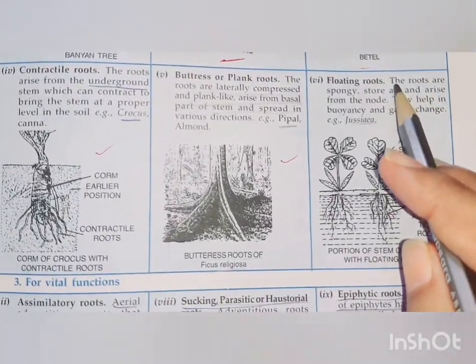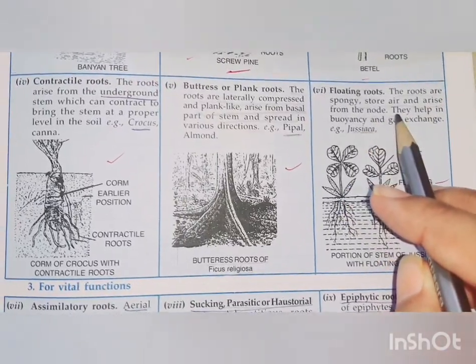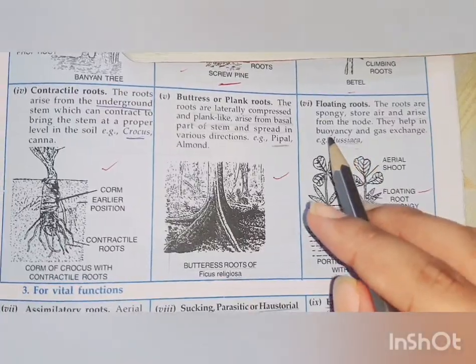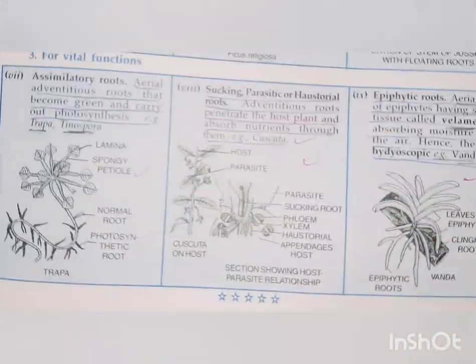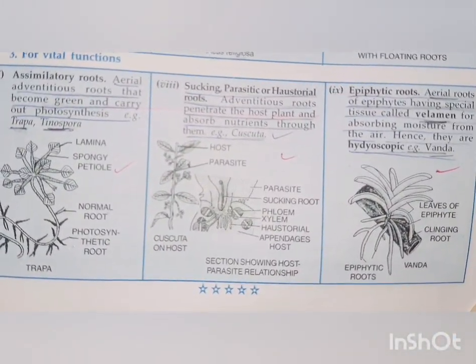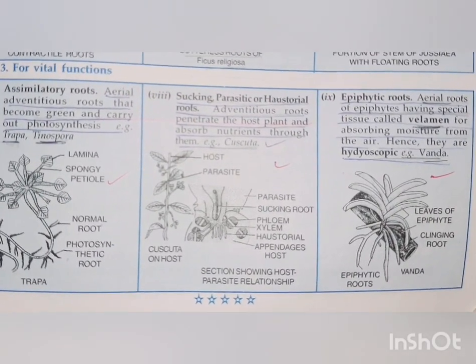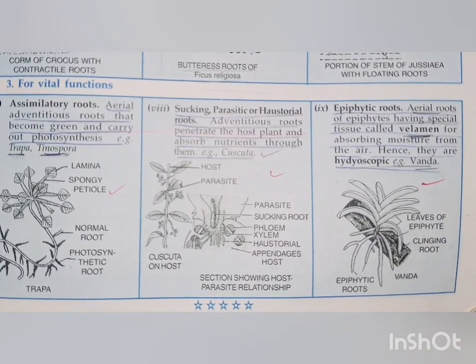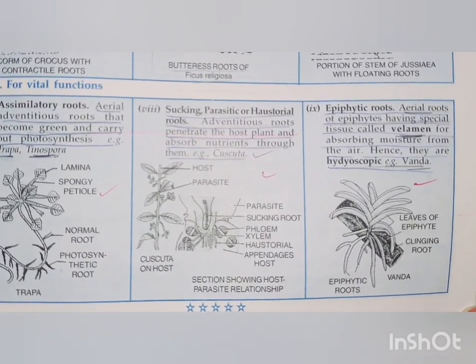Then floating root, these roots are spongy and store air, arise from the node and help in buoyancy or gas exchange, present in Jussiaea, that means an aquatic plant. Then root for vital function, present as assimilatory root, they are aerial adventitious roots that become green and carry out photosynthesis because they have chlorophyll pigment in them, and that assimilatory root is present in Trapa and Tinospora.